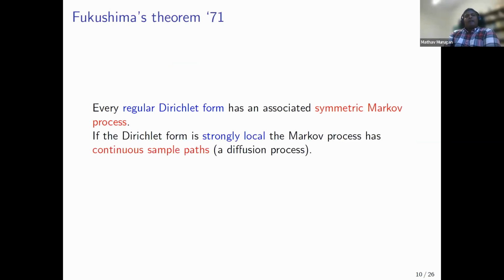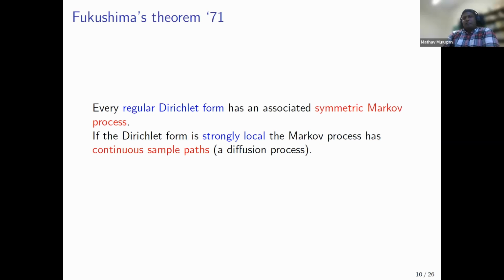Okay, so if the Dirichlet form is strongly local, then the Markov process has continuous sample paths. So in other words, it's a diffusion process. So this is all part of Fukushima's fundamental result in this theory. And this is the approach that we will take to define Dirichlet forms.